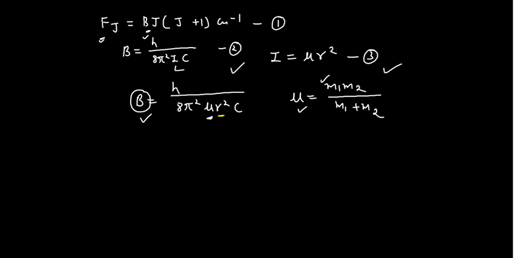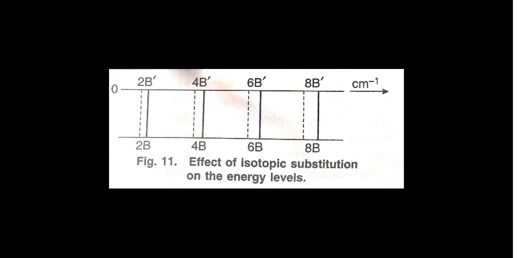Now say for example, you are having two different isotopes. One more thing actually which I want to show you, this diagram you can see here. See, this solid line is corresponding to the B value, and this dashed line is corresponding to the B dash value. Okay, B dash actually is for the heavier isotope.